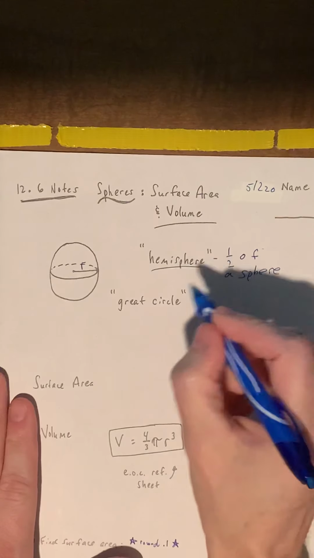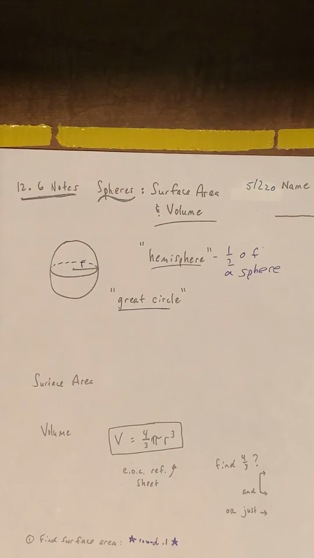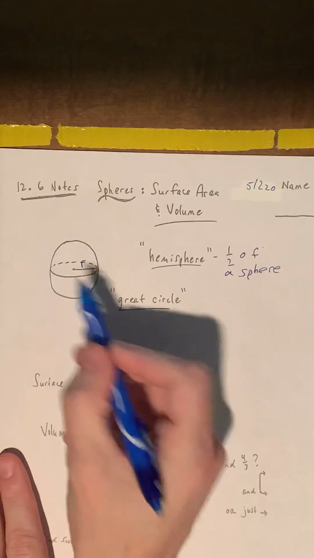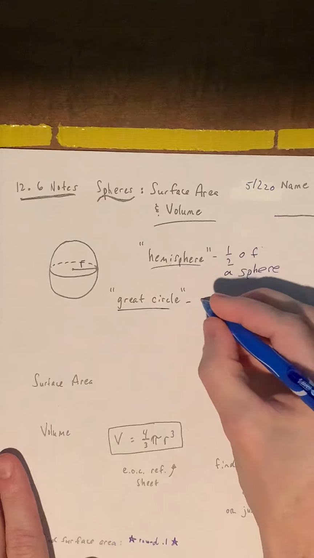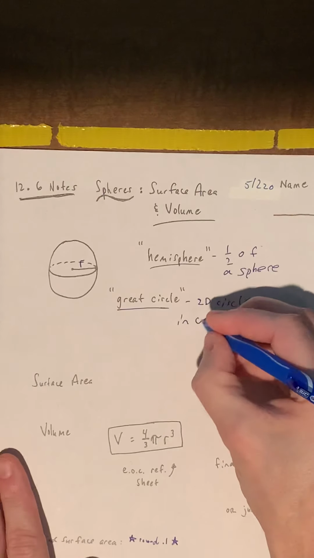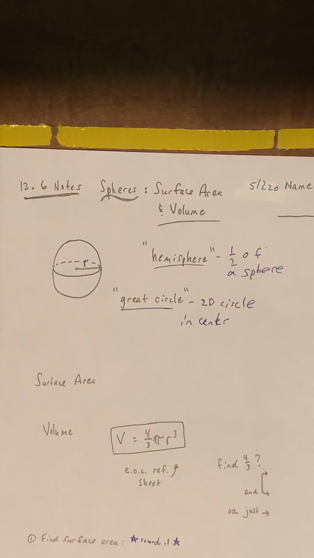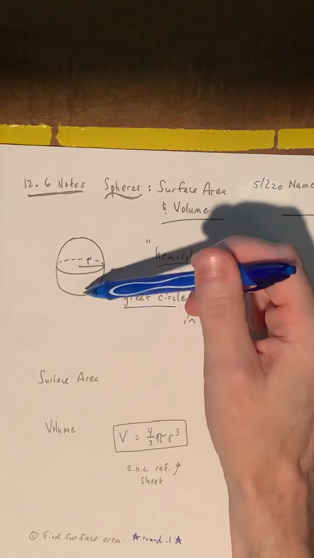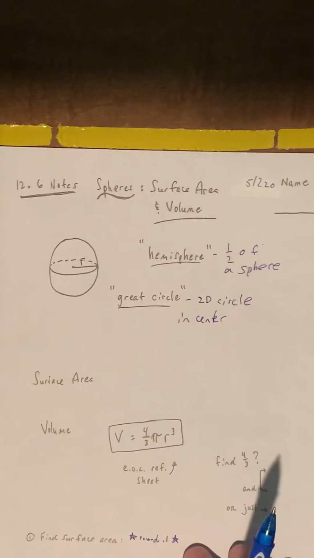Another term, great circle. The great circle is just the two-dimensional normal flat circle that is slicing through the center of a sphere, okay? So like this right here, see that two-dimensional circle? That would be the great circle. So the great circle is just a normal two-dimensional circle in the center of a sphere, or through the middle. It doesn't have to go side to side, left to right, or horizontal. It could be going up and down or sideways.